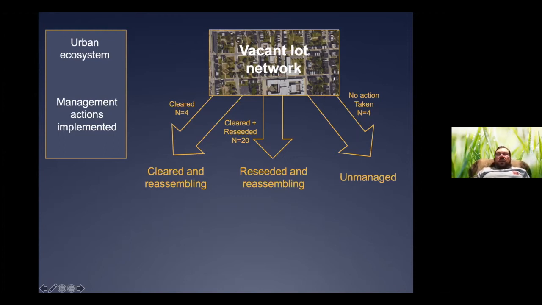So there were 28 lots total that we monitored. 24 we had permission to take action on, and 4 that we monitored that we just sampled as we went along. Clearing involved mowing very close to the ground, and then killing all the grass, and then seeding simply on top, and then tamping down. Nothing more complicated than that.